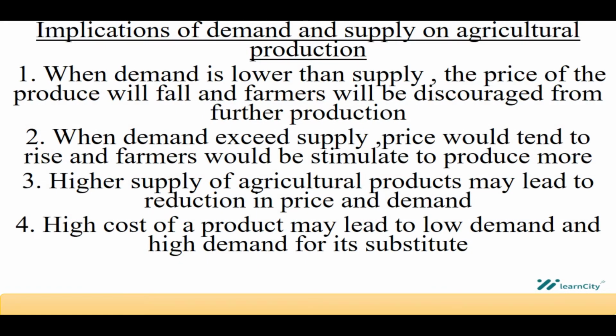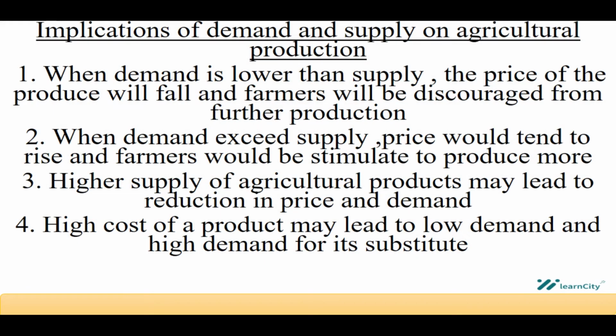Implications of demand and supply on agricultural production. When demand is lower than supply, the price of the produce will fall, the demand for that produce will fall and farmers will be discouraged from further production. If the demand is 20% and the supply is 50%, the price of the produce will fall and farmers will be discouraged from further production. When the demand exceeds supply, price will tend to rise and farmers will be stimulated to produce more.